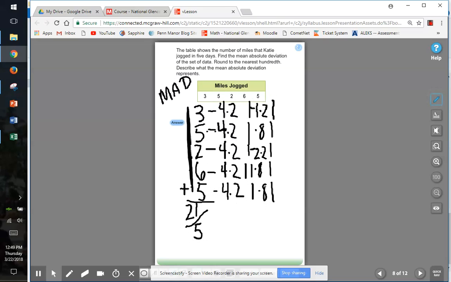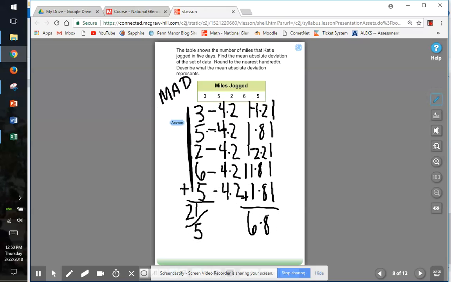I'm going to add all the absolute values together. I have the absolute value of 1 2/10, which is 1 2/10. 8/10, the absolute value of negative 2 2/10, which is 2 2/10. The absolute value of 1 8/10 and 8/10. When I add that all together, that comes out to 6 8/10.